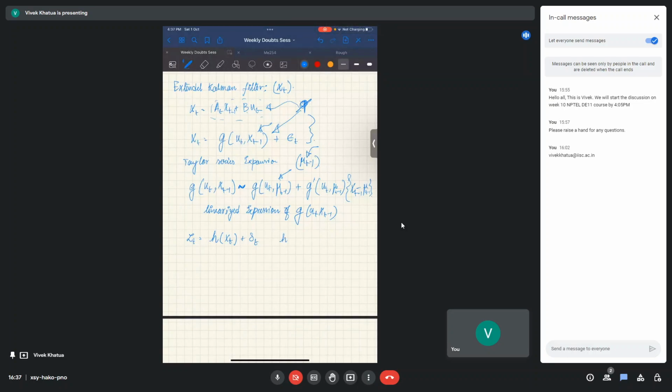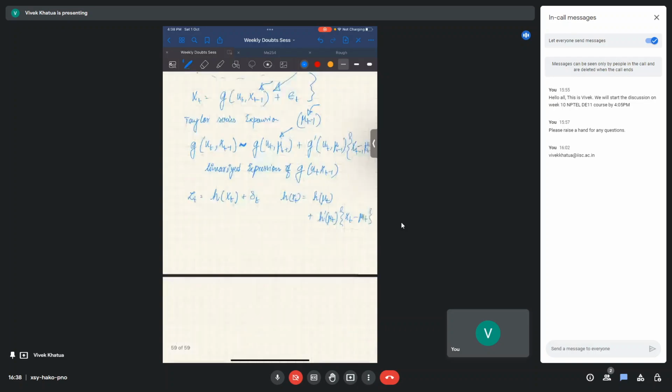So this h of t again can be linearized. h of x_t can be linearized using the same expression: h of mu_t plus h dash of mu_t times x_t minus mu_t. So this will be the linearized expression for the same. Now we will come to the algorithm.